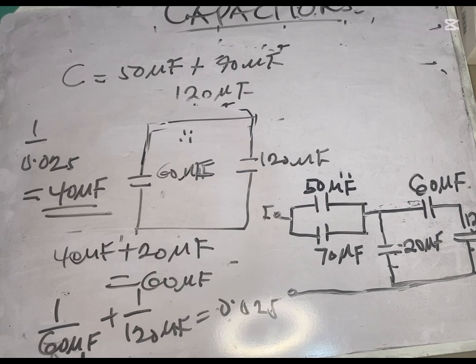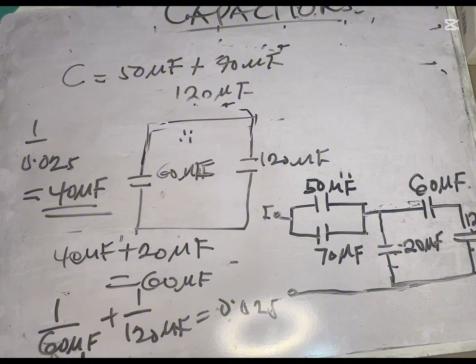The next one is supposed to be inductors, but inductors are very simple. Inductors are just like resistors, so study inductors exactly like resistors. They are connected the same way resistors are connected, in series and in parallel, just the same way. The only thing is that inductors store magnetic charges in the circuit. So they are just like resistors.